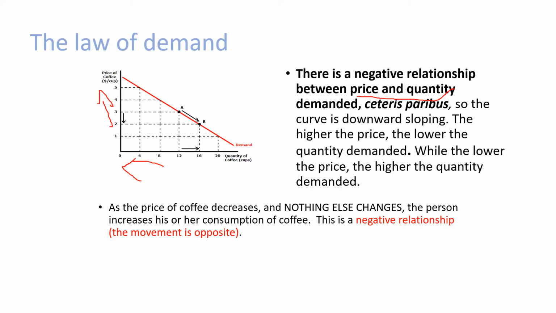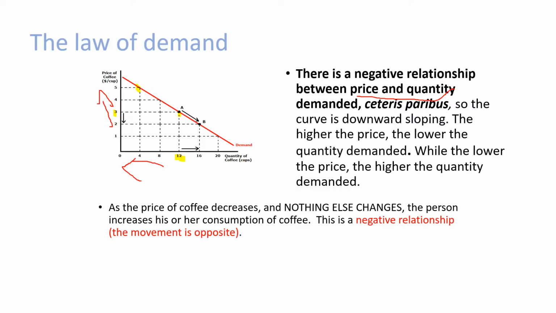Now, let's look at the graph over here. When the price of the coffee was $5 at this point, the quantity is what? 4 units. You can buy 4 cups of coffee. Now, when there is a drop of the price to $3, what happened over here? There is also an increase in the quantity of coffee over here.